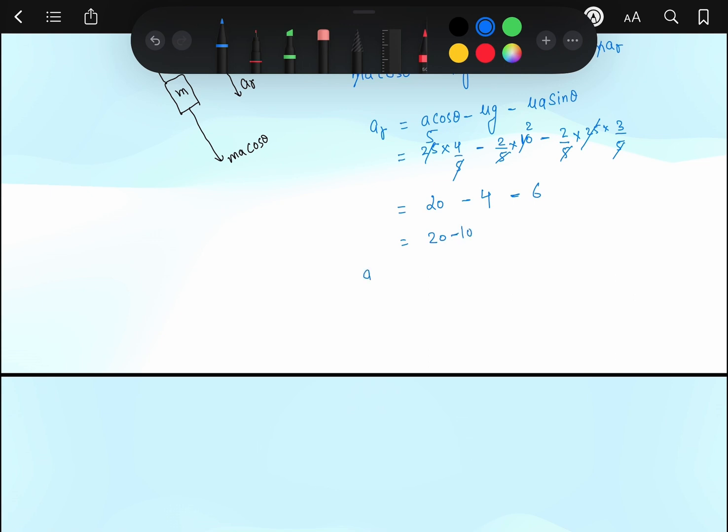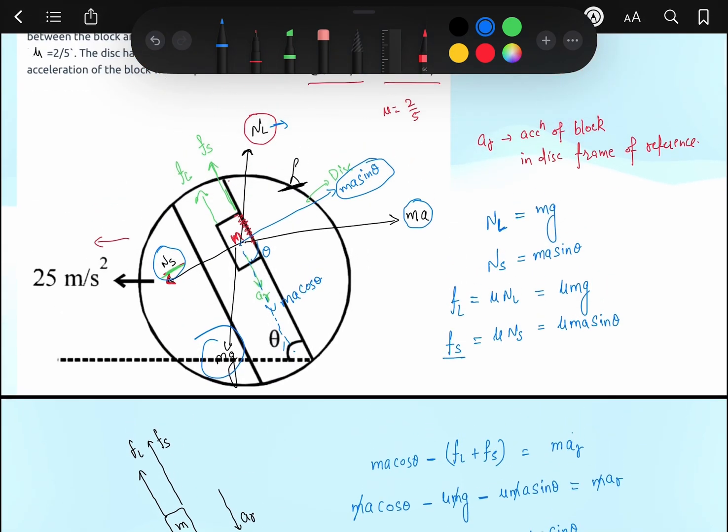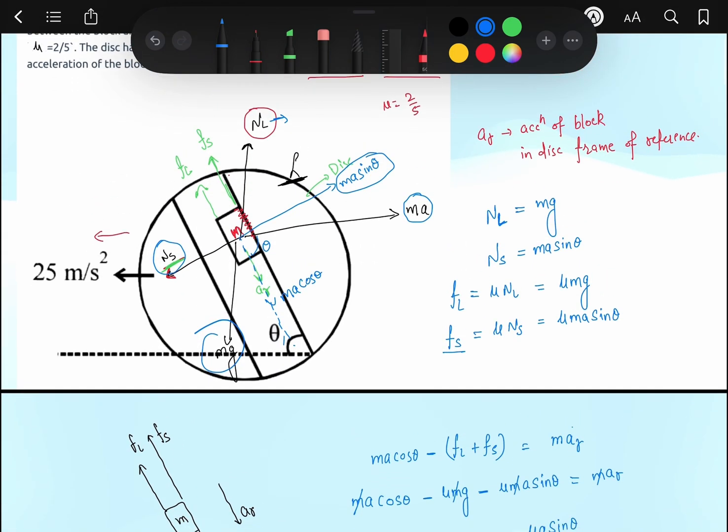So the acceleration of this block with respect to the disk frame of reference will be equal to 10 meter per second square. Okay, so this is our answer for this question: this block will be moving with an acceleration AR equal to 10 meter per second square in this disk frame of reference.